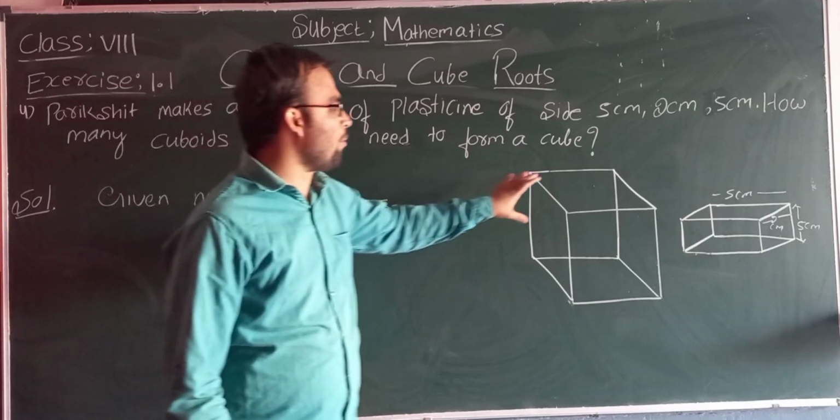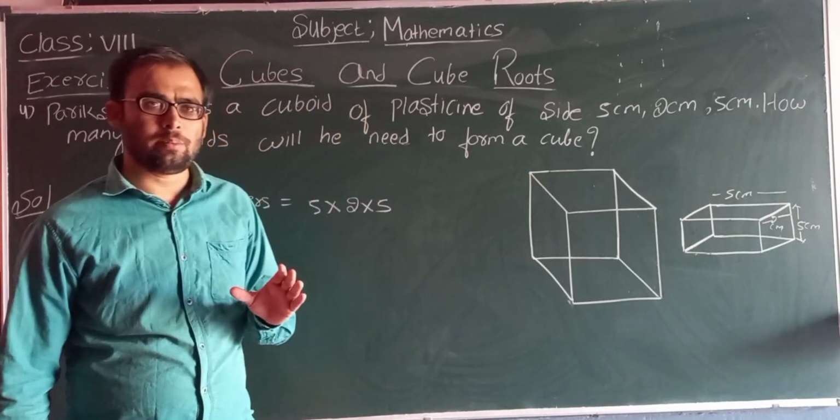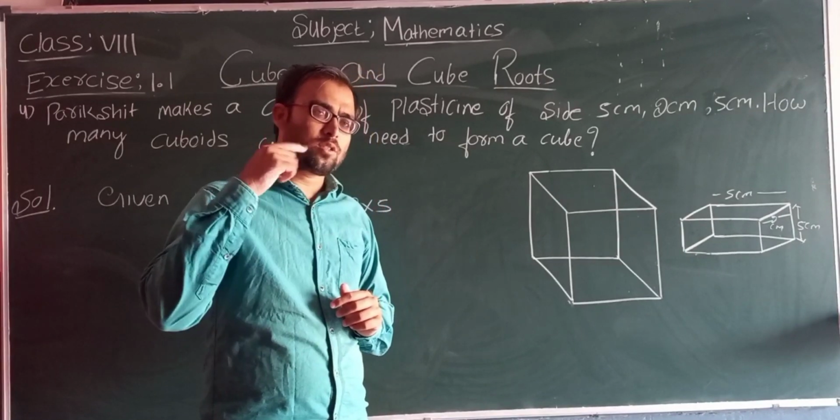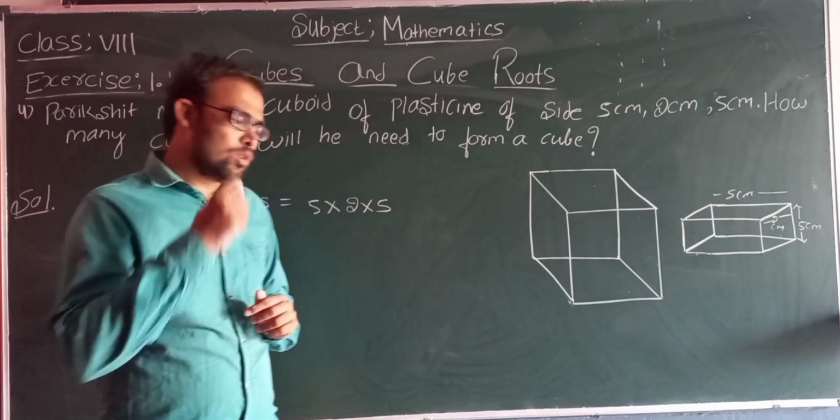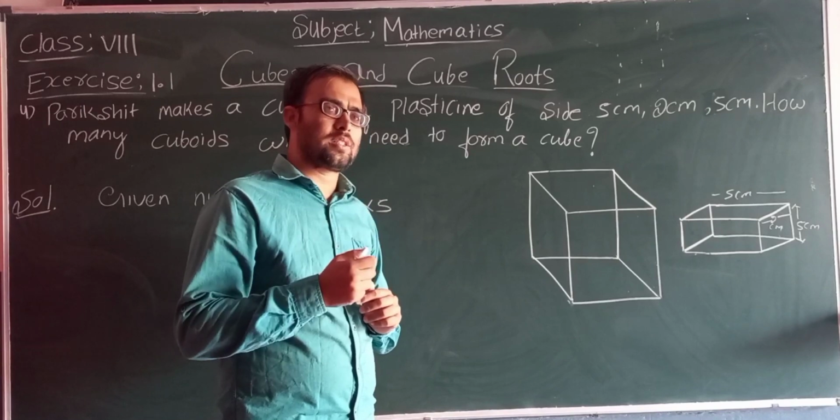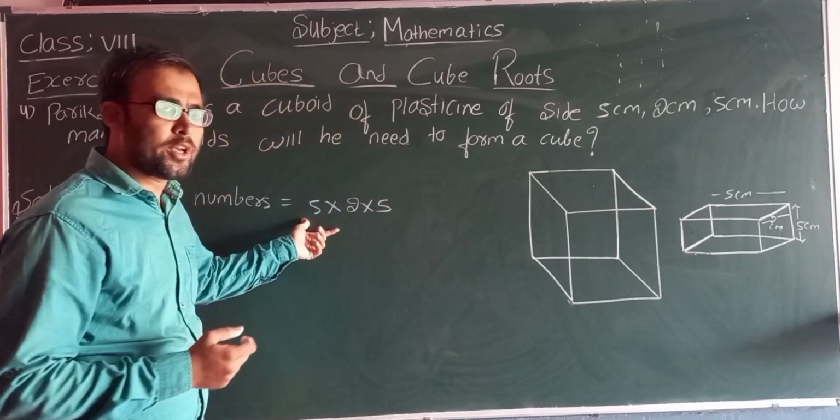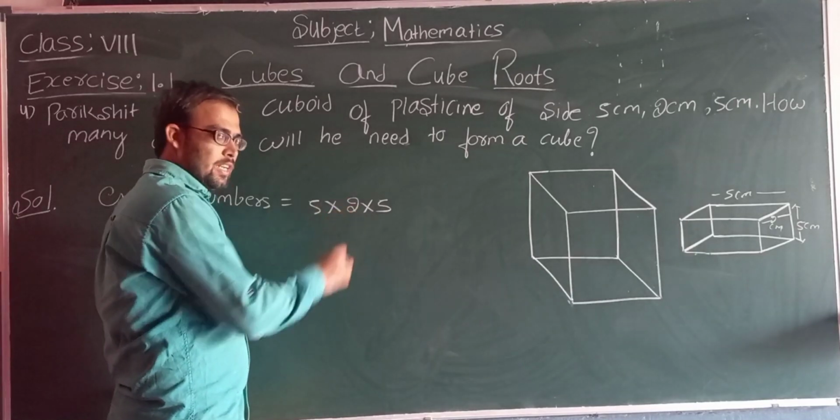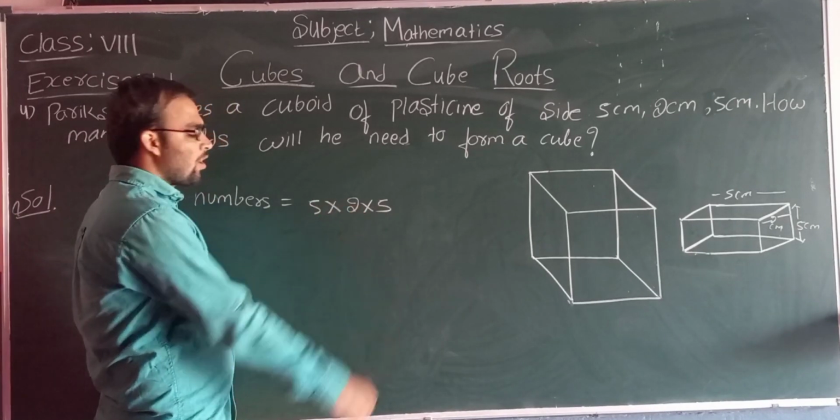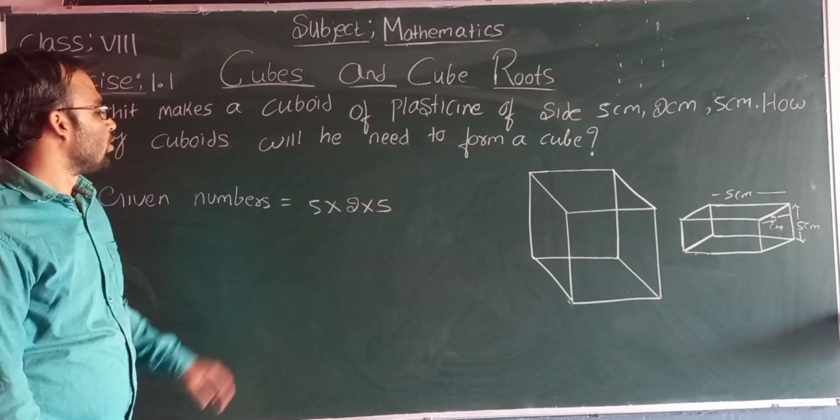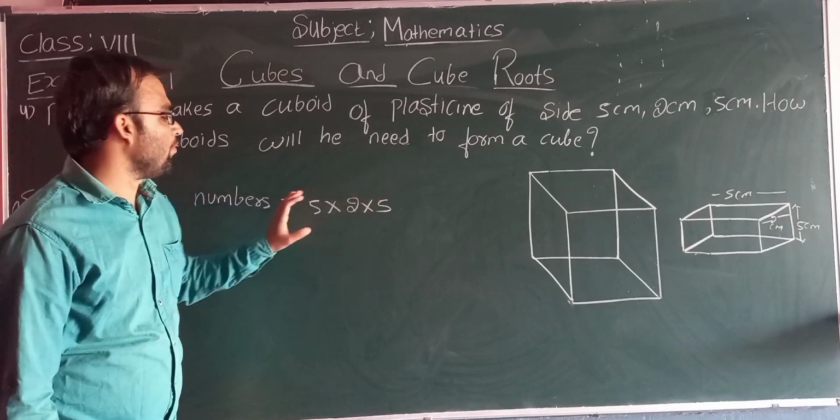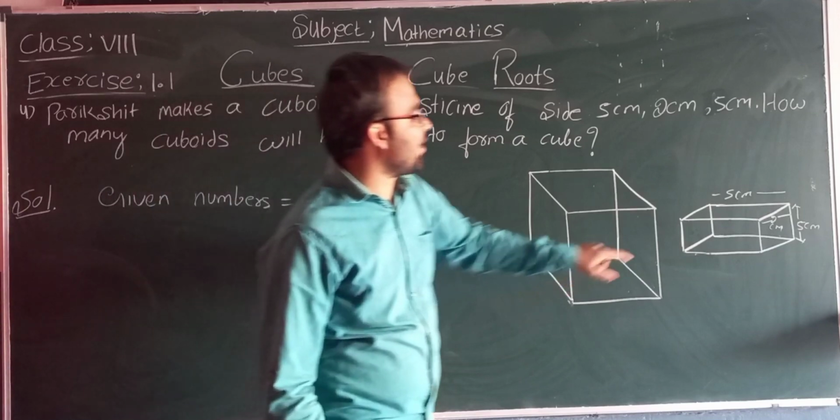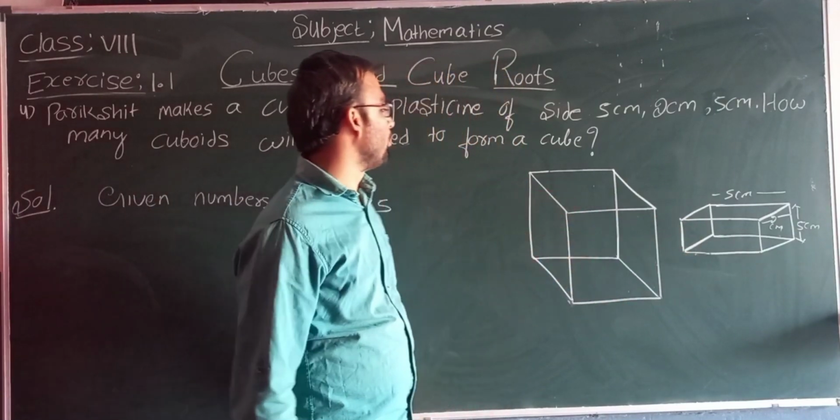To form a cube we need 3 numbers. But just go through back. We need same numbers. To form a cube we need 3 same numbers. As here 3 numbers are there, but these are not the same, students. So as these numbers are not the same, we cannot form a group. Then how many such cuboids are needed to form a cube?